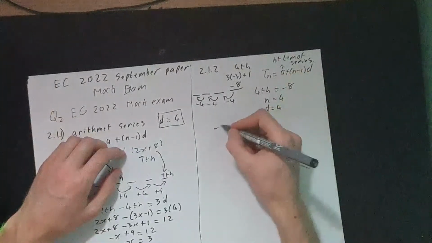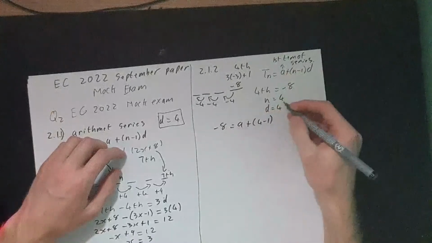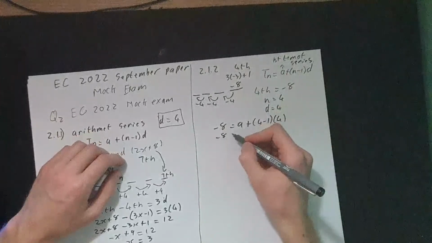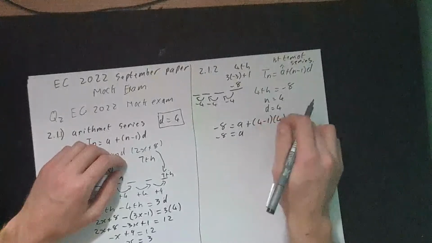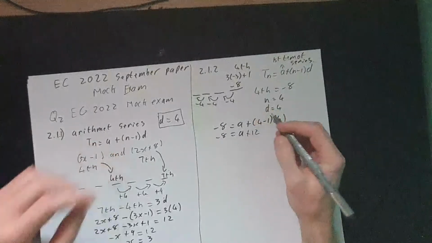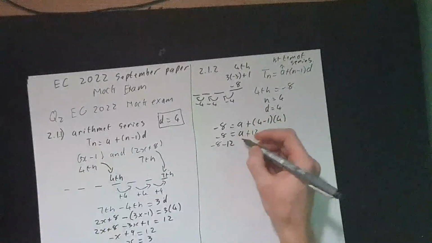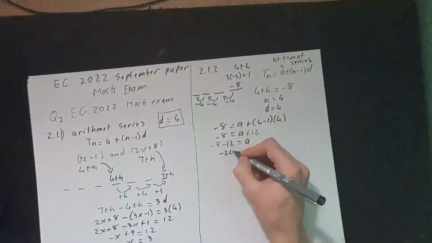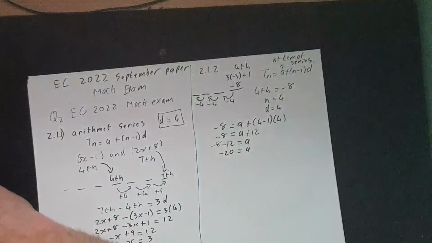So we have minus 8 equals A plus 4 minus 1 times the common difference, which is 4. So therefore minus 8 equals A, let's see, that's 3 times 4, that's plus 12. Take that over, so minus 8 minus 12 equals A, and then we get minus 20 equals A. Let me just double check myself here, make sure I'm not talking nonsense. I'm talking nonsense.